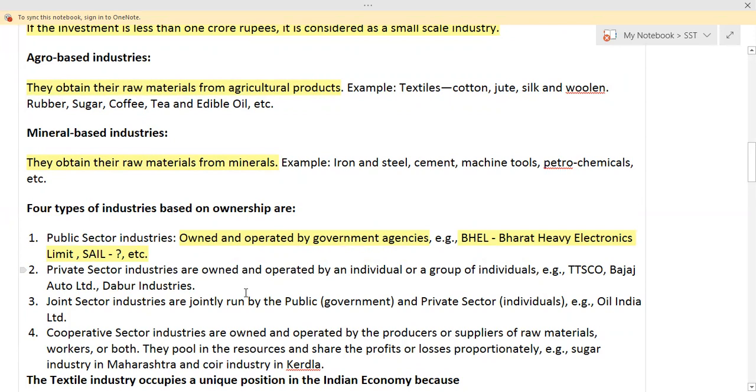Private sector industries are owned and operated by an individual or a group of individuals. Okay, so private sector industries are owned and operated by individual or group of individuals. For example, TISCO, Bajaj Auto Limited, the Dur Industries.